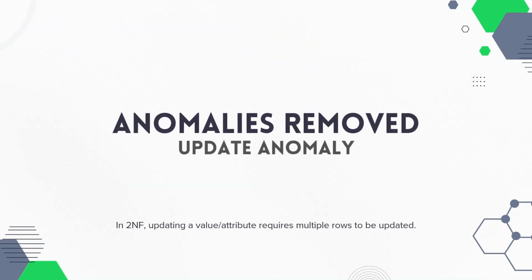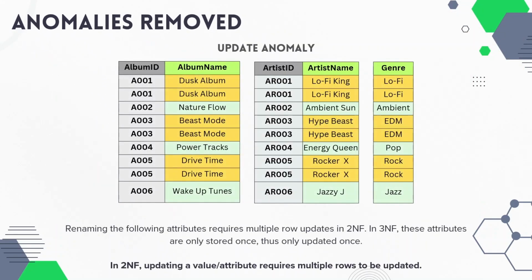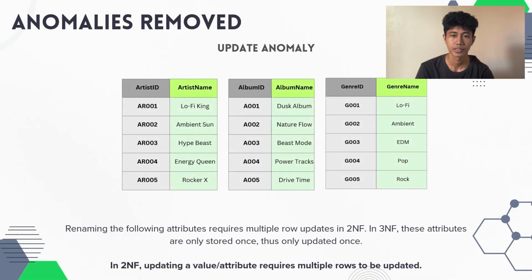Now, update anomalies. Renaming the following attributes requires multiple row updates in 2NF. In 3NF, these attributes are only stored once, thus only updated once. In 2NF, updating something like an artist's name requires modifying multiple rows. In 3NF, we only need to update one row in the artist table.